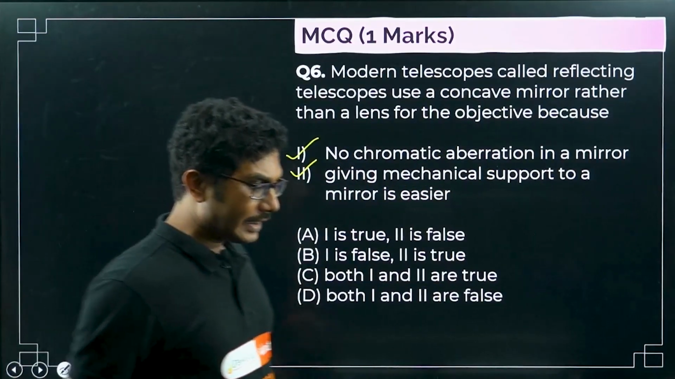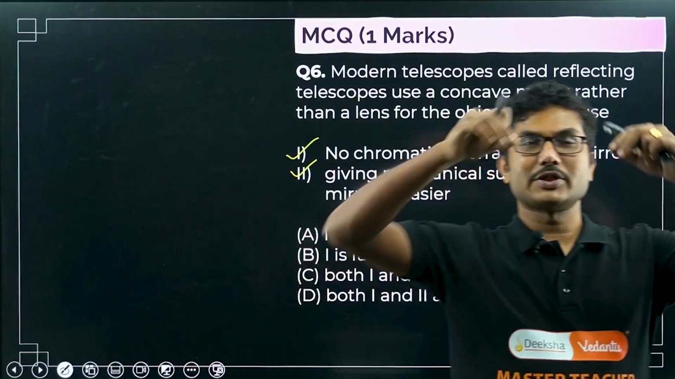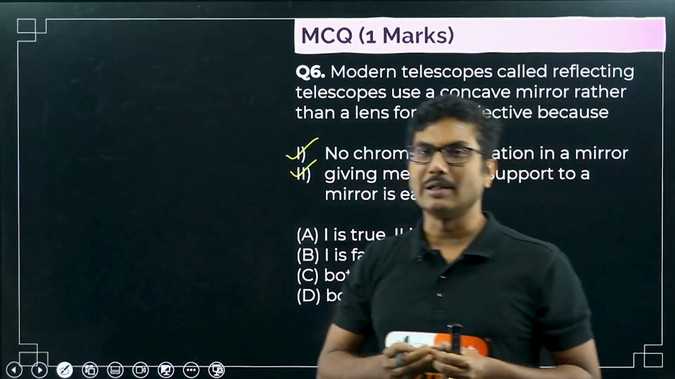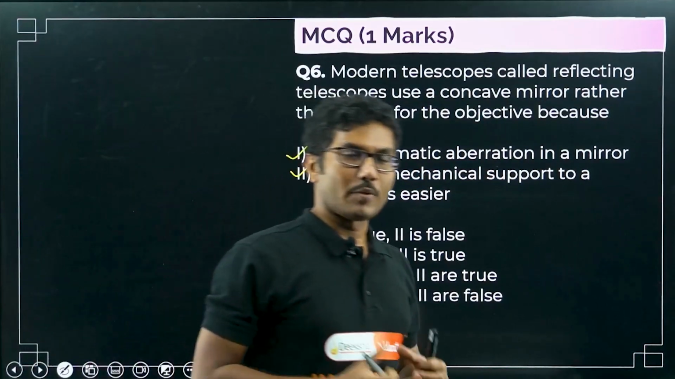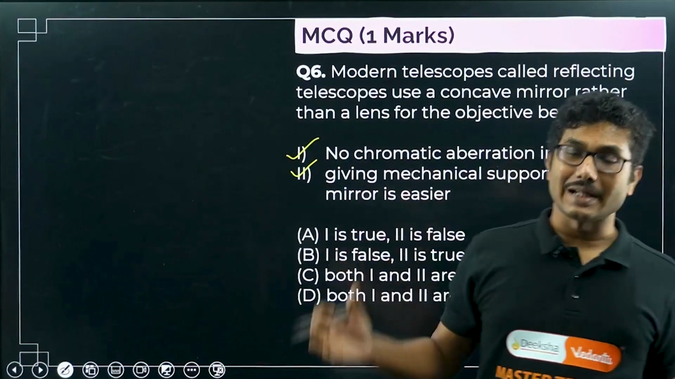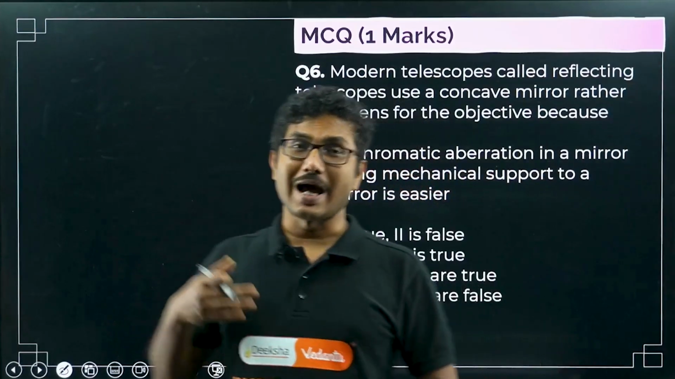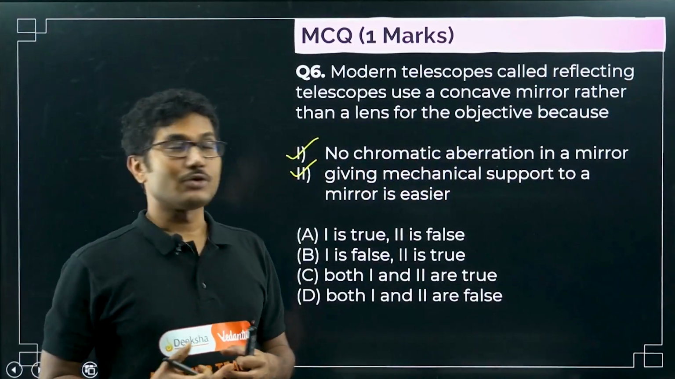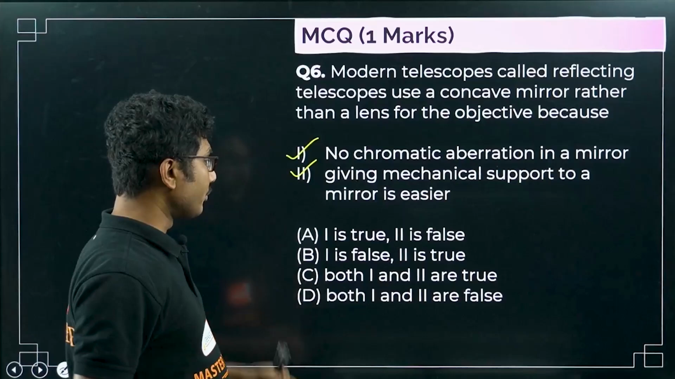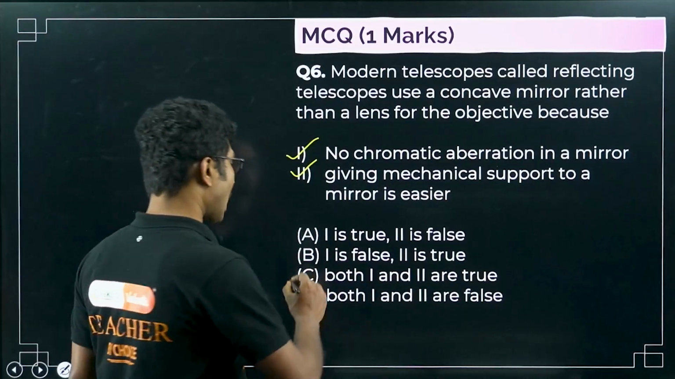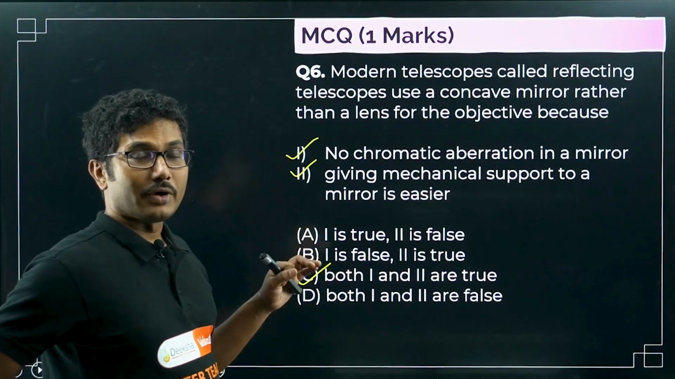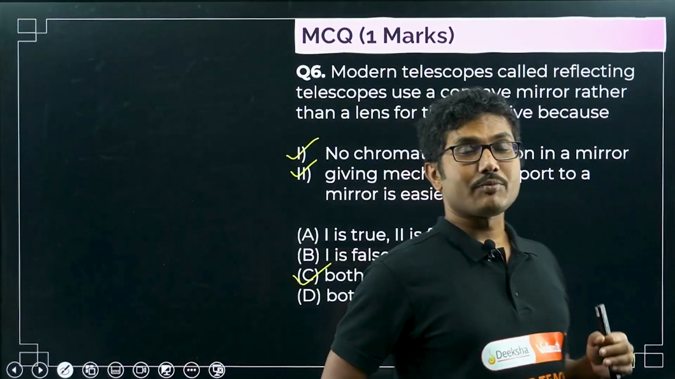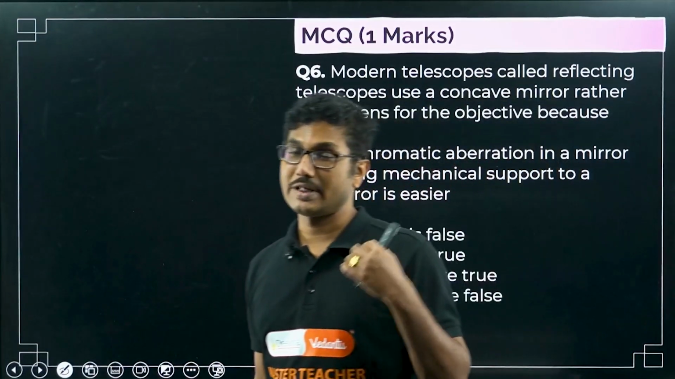Secondly, in case of lenses, you can only have the space of the rim to provide the support. In case of mirrors, you have the entire back side to provide the support. That's why all the large telescopes to observe sky are reflecting telescopes. Okay, so both are true. So both 1 and 2 are true. So option C is correct. Okay, this is a very detailed question that came from your NCERT. So this question belongs to NCERT.